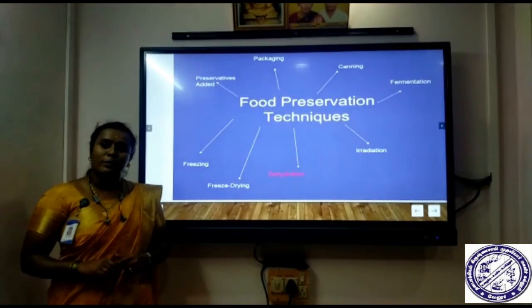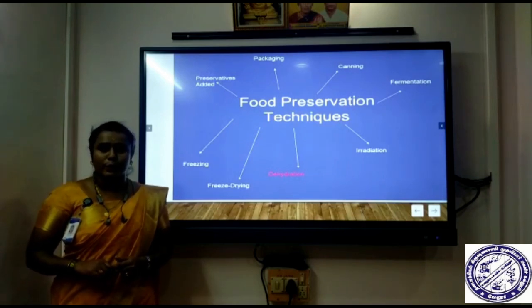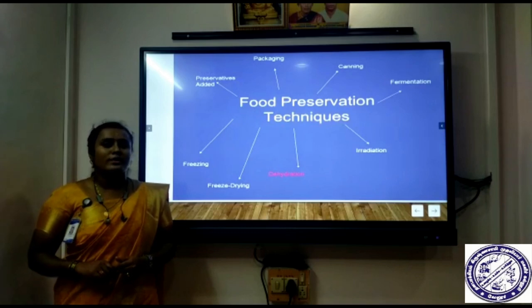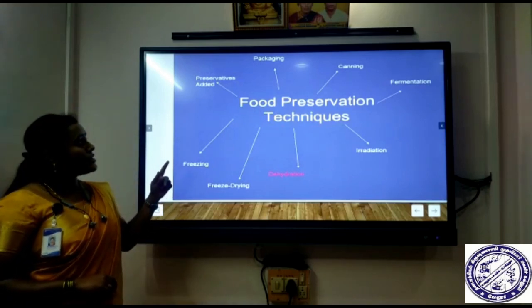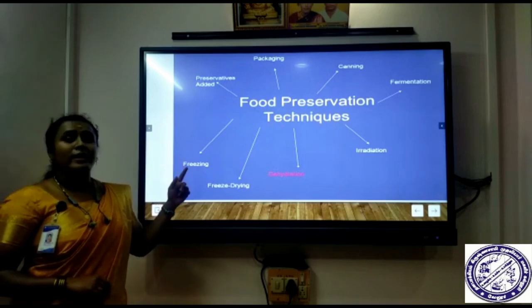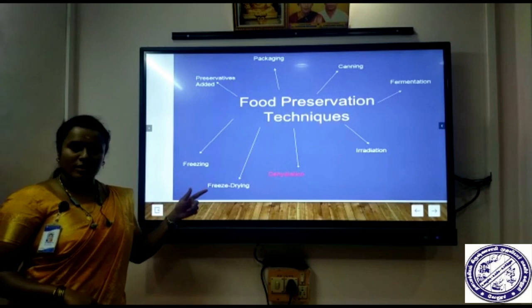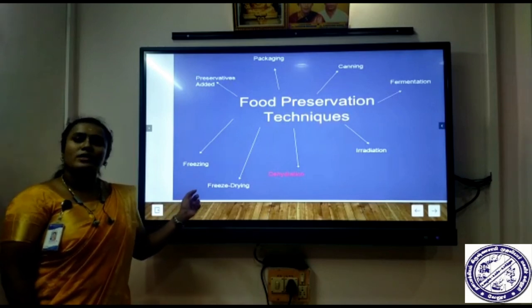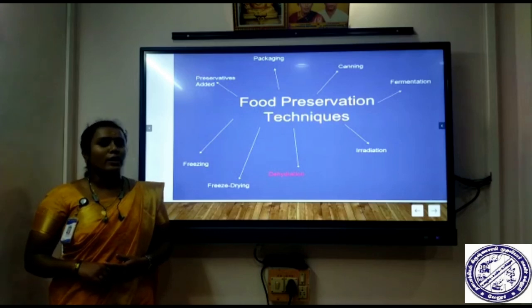Next, we will see food preservation techniques. Food preservation techniques are divided into many types, so we will see them one by one. First one is preservatives added. Second one is packaging. Third one is canning. Fourth one is fermentation. Fifth one is radiation. Sixth one is dehydration. Seventh one is freeze drying. And eighth one is freezing. So we will see one by one.